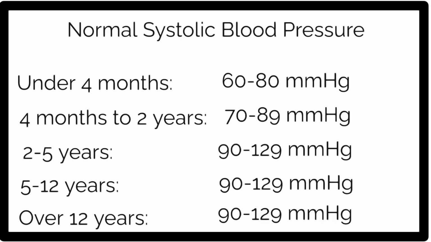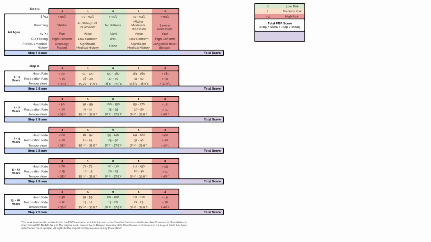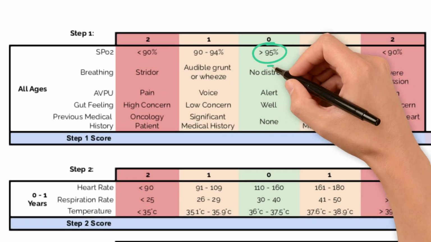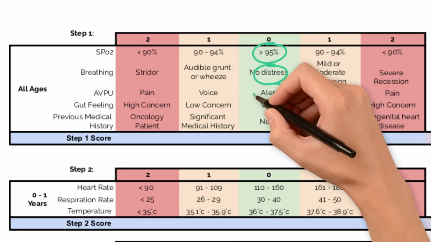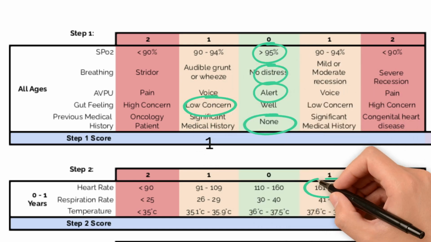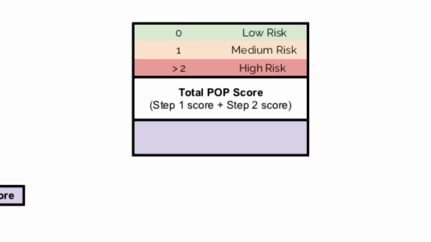Here are the normal blood pressure ranges for various age groups. While these values are useful for broader medical assessment, they do not affect the POPS score. The individual scores from the key parameters are added together to create a total POPS score, which helps guide clinical decisions. Higher scores indicate need for more urgent intervention. Remember, the score is a guide and should never replace clinical judgment.